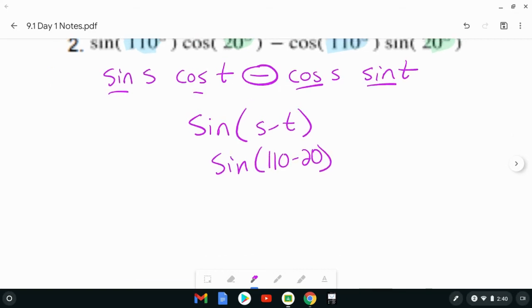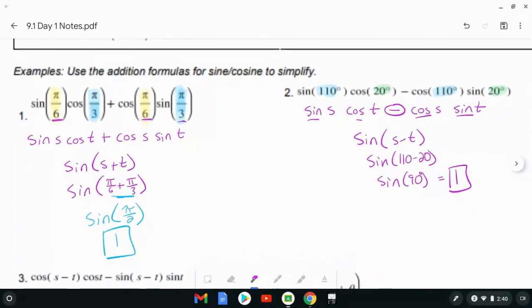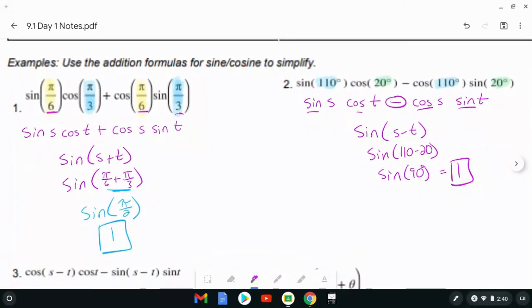And now by using this addition formula, we end up noticing that we do get an angle on the inside of sine that is on our unit circle. And again, we know that sine of 90 degrees is just 1. So those are the ways that we can apply those addition formulas to make it a little bit easier to simplify this expression.